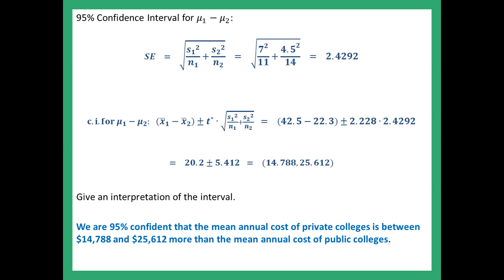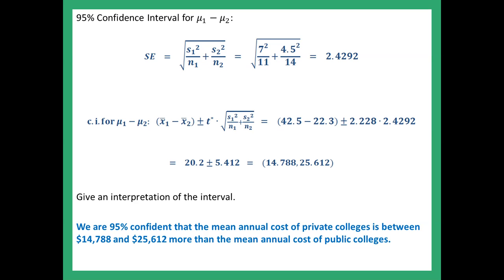The interpretation of the confidence interval is a little more complex because there are two parameters. If you take the context out, I'm saying that we are 95% confident that mu1 is between $14,788 and $25,612 more than mu2. To write out those parameters, in each case the type of number is a mean, and the specification part is annual cost.